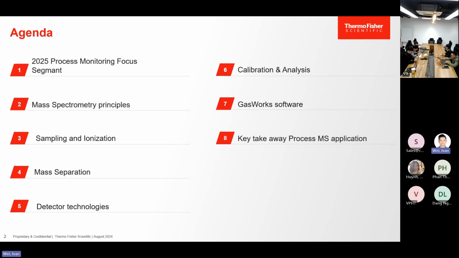That's where we believe there are a lot of emergent opportunities or emergent markets that we're able to capture using our process monitoring solutions. Second, I'm going to cover the principle, the concept of how the mass spectrometer, the MS, is able to do the monitoring or sampling. The rest is just the detail of each section.